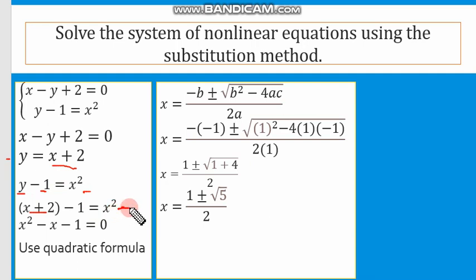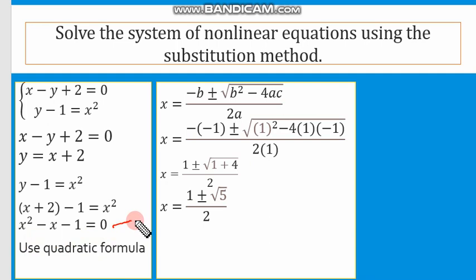So we will transpose x to the right. It becomes negative x, and then 2 minus 1 is positive 1. Transpose it to the right, so x squared minus x minus 1 is equal to 0. We will get the value of x because it is simplified. Only x is left as the variable in our equation: x squared minus x minus 1 is equal to 0.